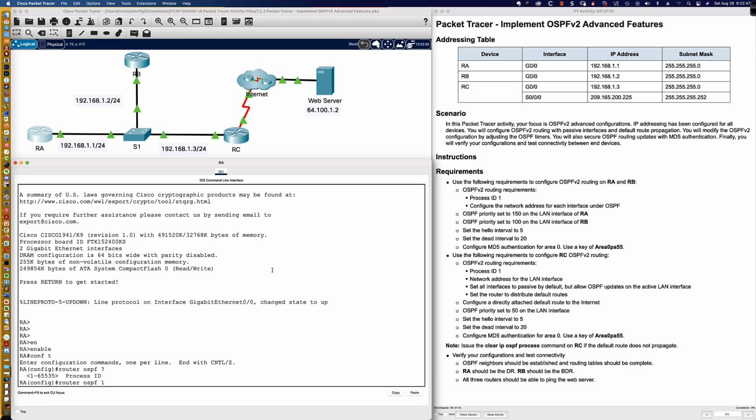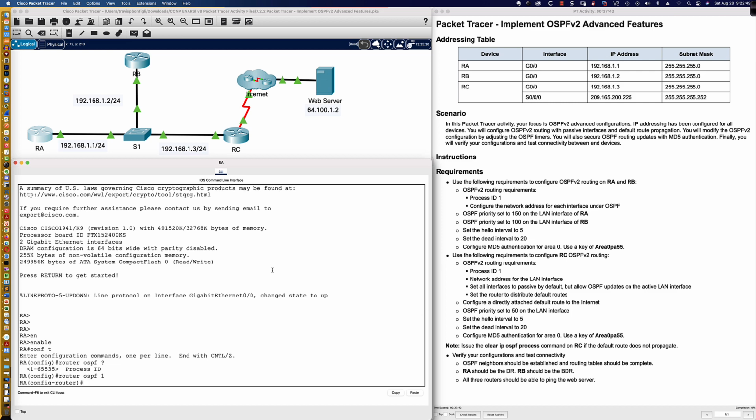So router ospf 1. Now, it says configure the network address for each interface under OSPF. In other words, we're not going to be going to the gig 0/0 interface and saying ip ospf 1 area 0. We're actually going to be setting that right here, right? So we're going to be using the network command to do that.